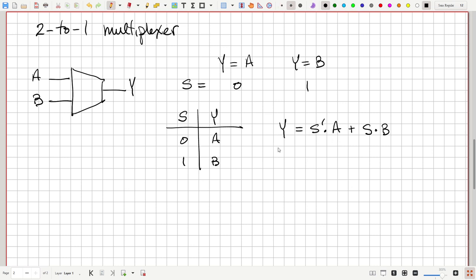So here if S is equal to 0, then this would be 1 and A, or 0 and B, which is, of course, equal to A. And if S is equal to 1, then not 1 would be 0, 0 and A, or S and B, 1 and B, which, of course, is equal to B.